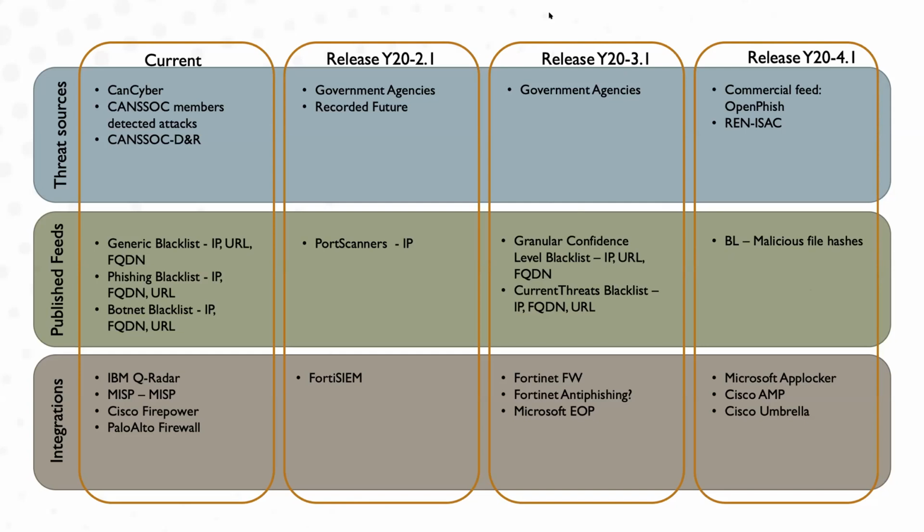At the same time, we want to better understand what the needs are of the different institutions that are being onboarded, such that we can also integrate more published feeds. One of the ones that we'd want to focus more on is potentially port scanners, but also getting into the level of having a more granular confidence level, things like current threats, and then getting into other IOCs such as file hashes, Bitcoin hashes, etc.